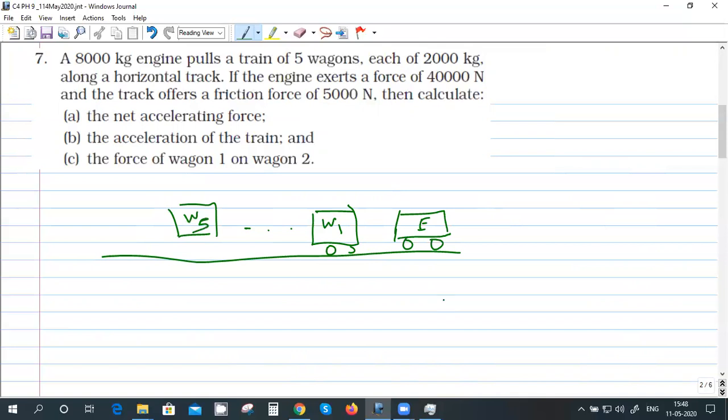This is a good enough picture, right? Okay, so the engine is 8,000 kg, and each of the wagons is 2,000 kg. This engine is pulling the wagons, so it is exerting a force of 40,000 Newton, and the friction force is 5,000 Newton.